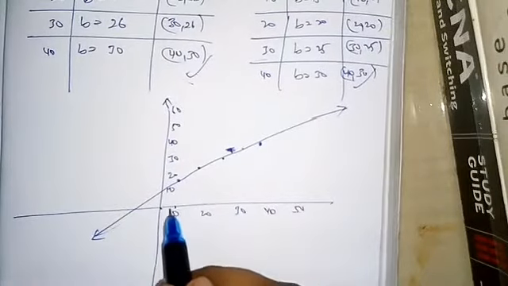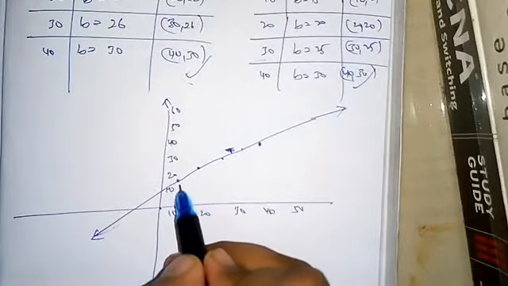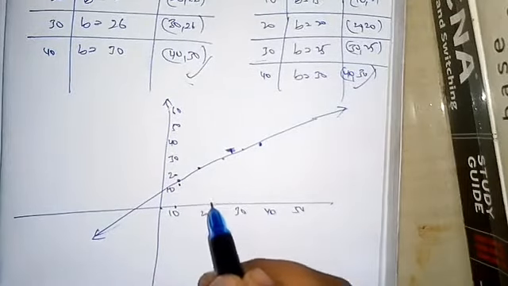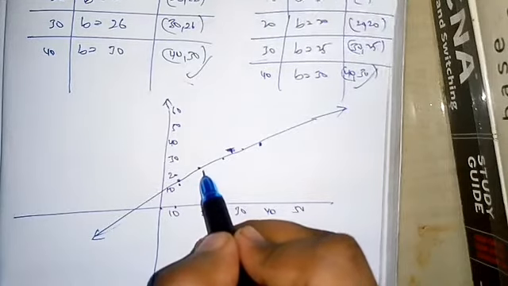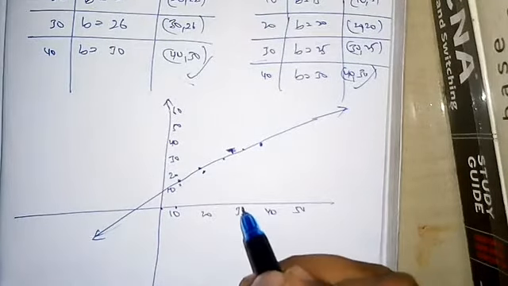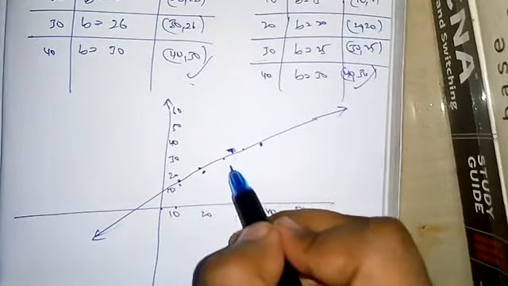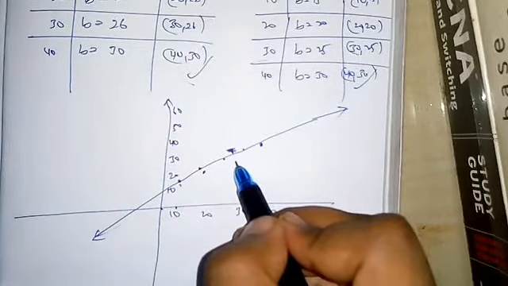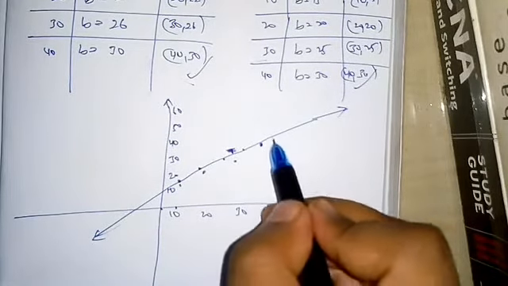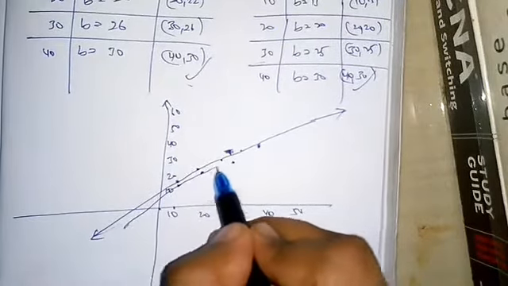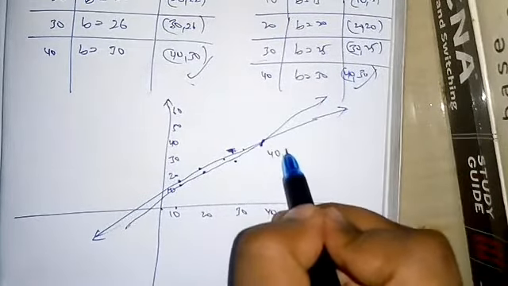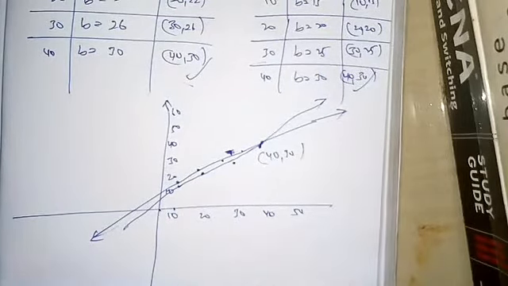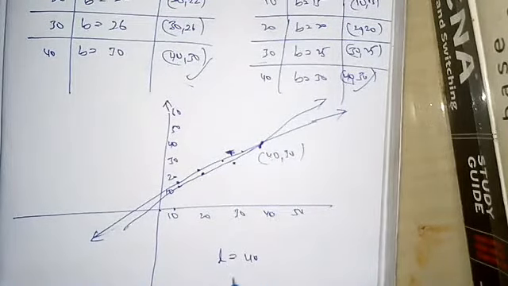This is 10 comma 15. So somewhere here 20 comma 20. Somewhere here 30 comma 25. Somewhere here at 40 comma 30. So the other line will be like this. So here the common point is 40 comma 30. Therefore length is equal to 40 and breadth is equal to 30.